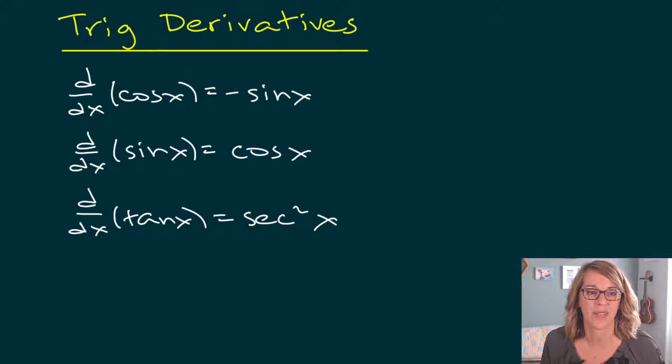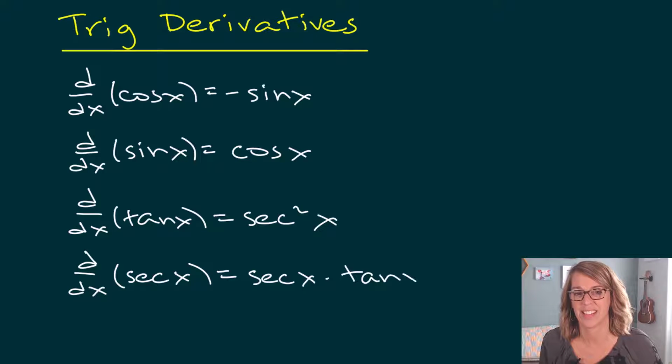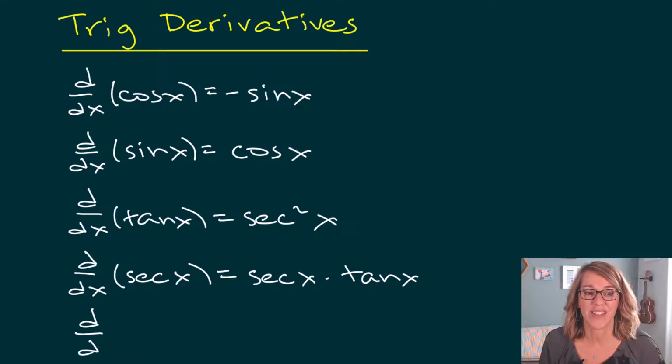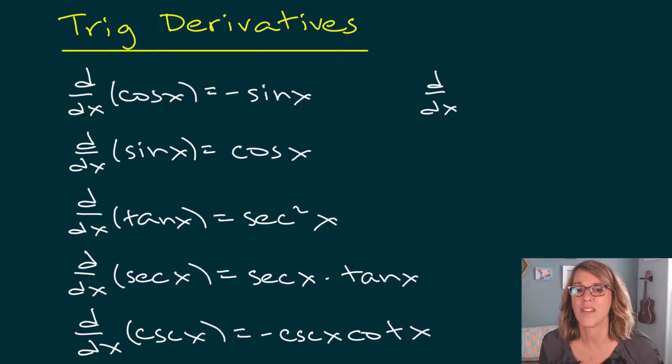I've got 3 more to go. d/dx of, let's do secant next. Secant x is equal to secant x times tangent x. Next is cosecant, so d/dx of cosecant x is equal to negative cosecant x cotangent x. One more, let's put it up here. The derivative of cotangent of x is equal to negative cosecant squared x.